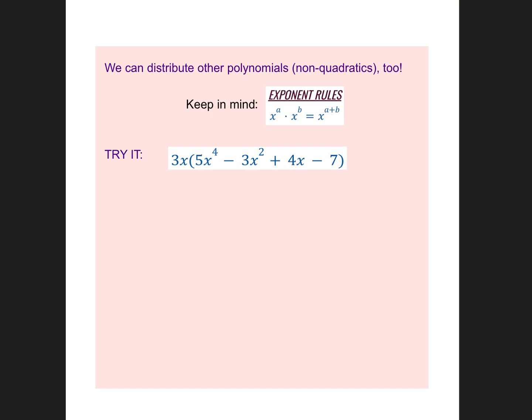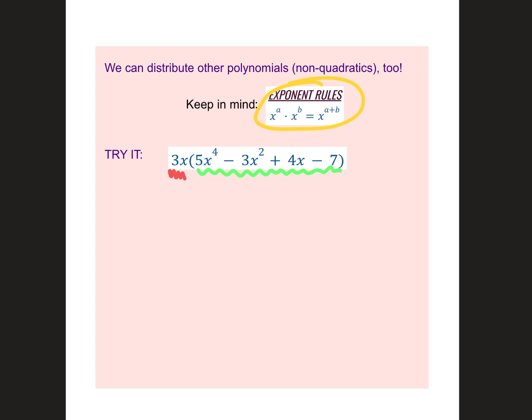All right, so we're going to start with distributing. We can distribute other polynomials that are not quadratics. So in this first example, I have 3x getting multiplied by this long polynomial in parentheses, and I need to distribute that 3x to every term in that polynomial. When I do that, I'm going to keep in mind my properties of exponents that tell me if I multiply two variables together, I combine them by adding their exponents.